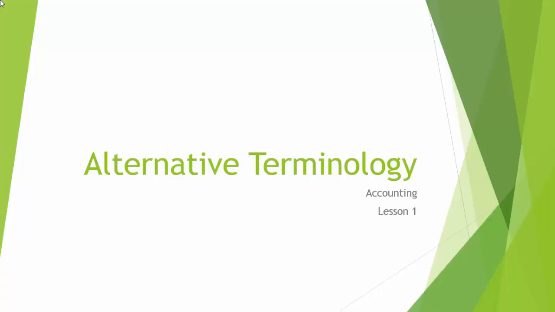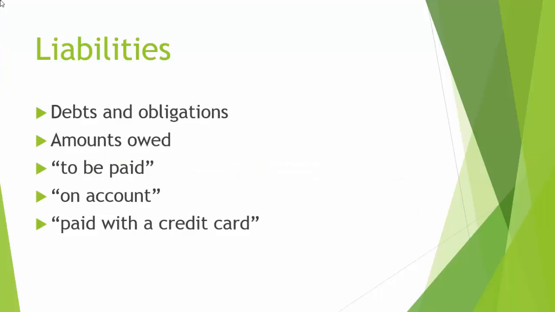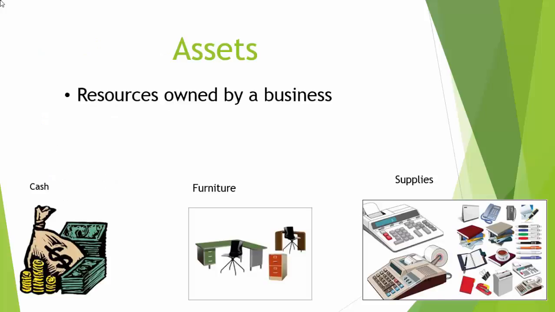Liabilities are the debts and obligations of a business. They represent the amounts owed to creditors. Some key phrases that will help identify a liability can be, to be paid on account or paid with a credit card. Assets are resources owned by a business. Examples of assets can be cash, furniture, or supplies.